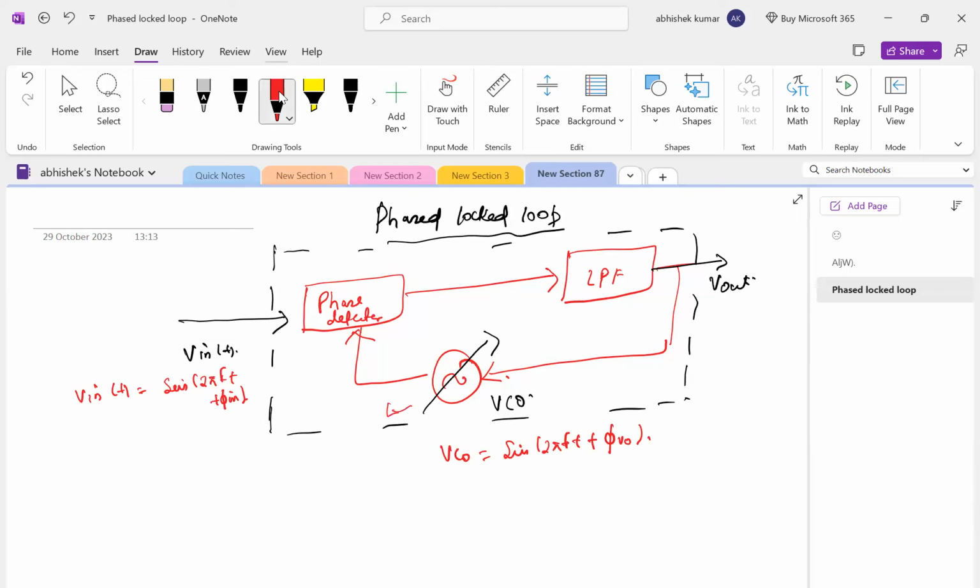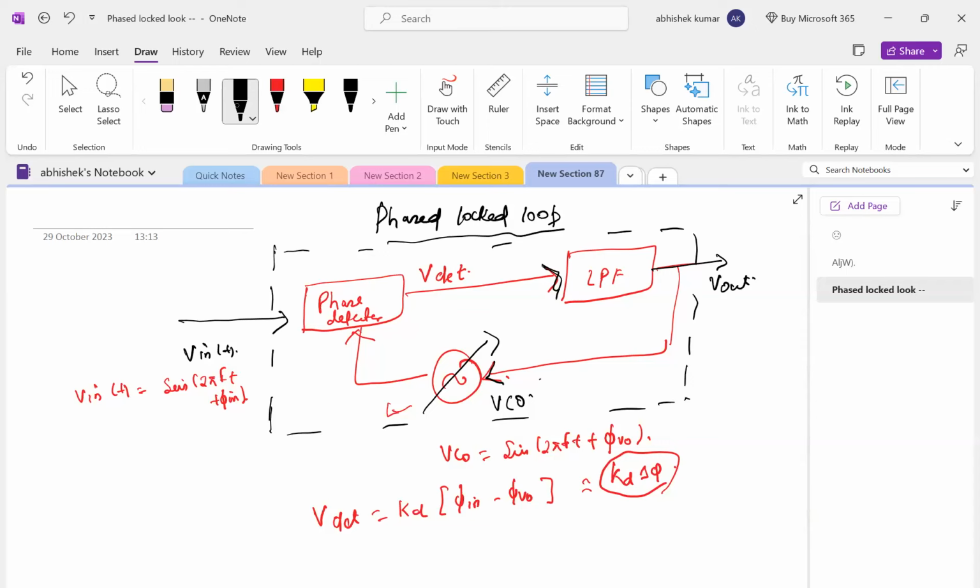This phase detector will detect the changes in the phase and give a voltage. The difference of phases will be given by a voltage here, V delta, and that voltage is Kd times (φ_in minus φ_VCO), that we can write as Kd Δφ. Depending upon this voltage, it is supplied through the LPF, the low pass filter, and is automatically fed to the voltage controlled oscillator.